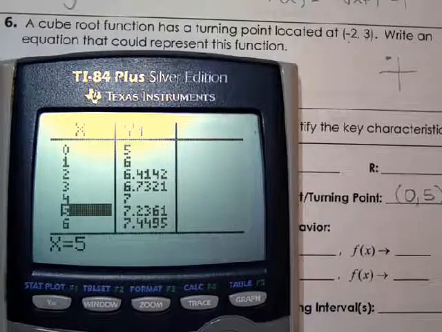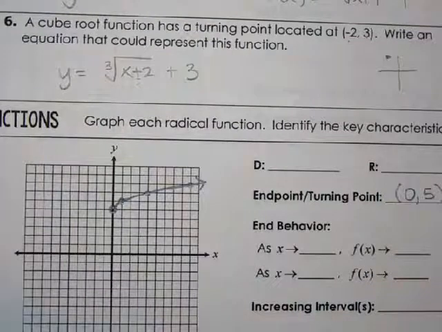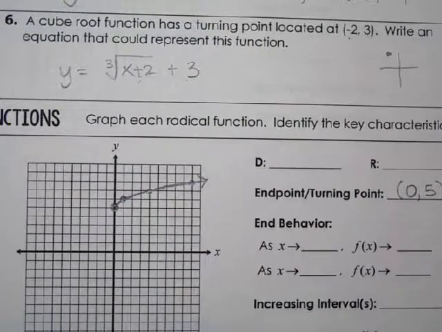Let me bring it up here, Jack. Oh, it's because your table goes by 5s instead of 1s. There you go. Oh, lovely.